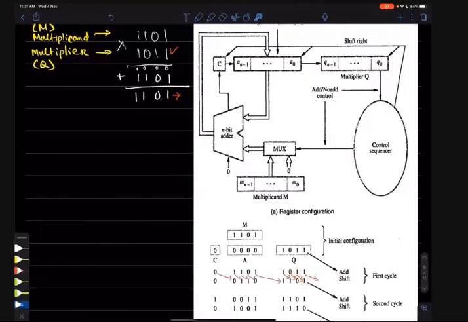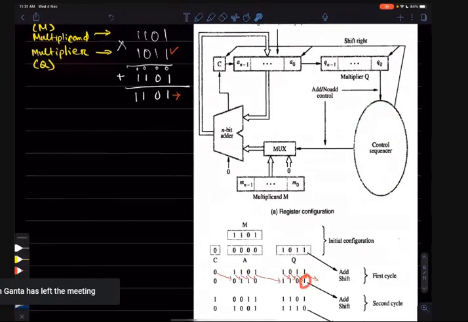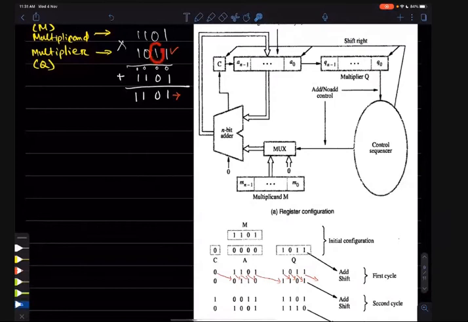Based on this bit, we will now take the decision. The control sequence will take the decision, whether we will do addition or not. Now we have this bit to find out if we have to do addition or no addition. As this bit is also 1, that means the Q0 bit is also 1, we have to do the addition operation. And addition with what? The multiplicand. As we have already done the shifting operation, M will supply us the addition bit.